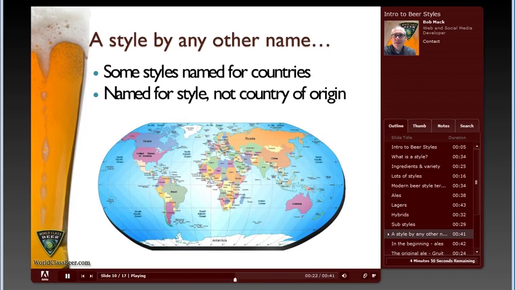Vienna lagers are rarely found in Vienna these days, but they started out there, and an American IPA could be brewed in Belgium just the same as it could be brewed in America. It's all about the ingredients, the brewing process, and the finished beer. It's not really about geography.